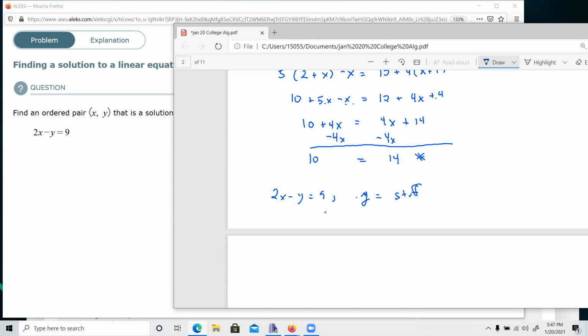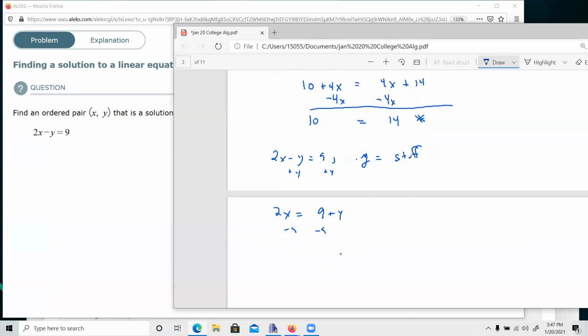So what I'm going to do here is add y to both sides. So we have 2x is equal to 9 plus y. And then I'm going to put the 9 on the other side, subtract 9, and we're going to have 2x minus 9 is equal to y, or we could write this backwards: y is equal to 2x minus 9. Now, all we're going to do is plug in an x, and we're going to get a value out for y, and those will be an ordered pair that would allow this to be a solution.